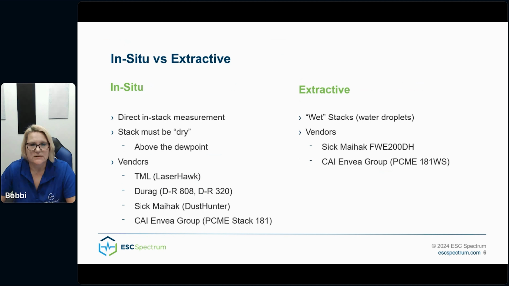For wet stacks, below the dew point where there is or has the potential to have water droplets, the sample is extracted, heated above the dew point, measured and exhausted back to the stack. The two options in this category are the SICK FWE 200DH and the CAI and VIA 181 wet stack.